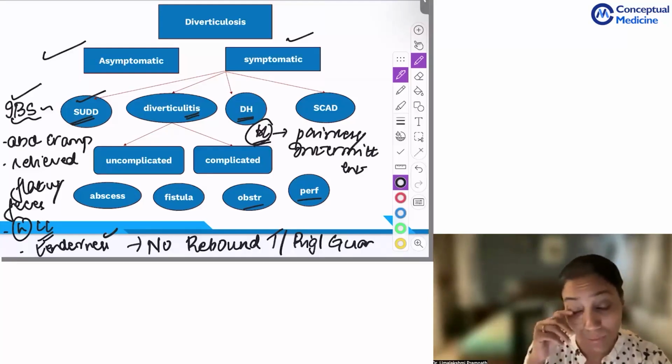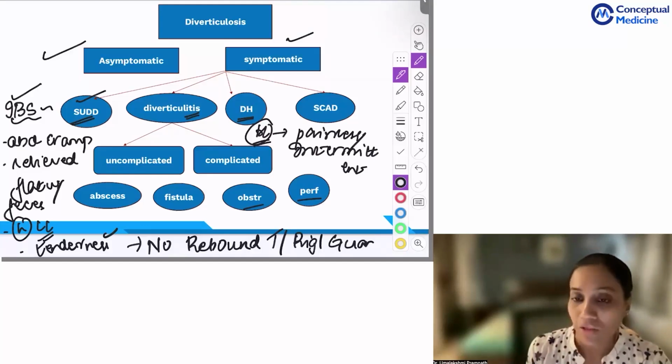FOBT means stool occult blood positive. No, it won't be an occult blood which is positive. It will be a frank bleed. So a very common cause for patients above 60 who come with a painless lower GI bleed is diverticular disease.